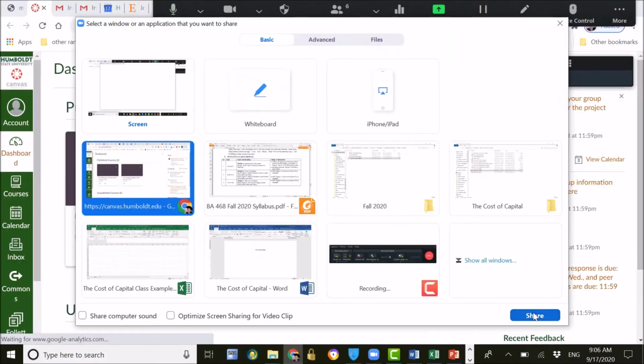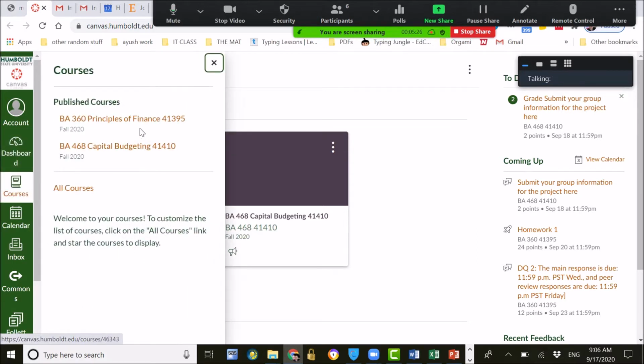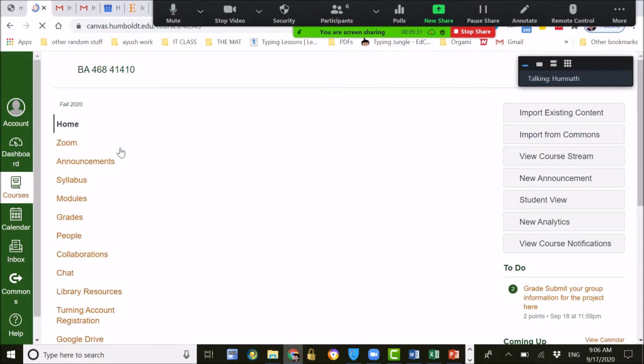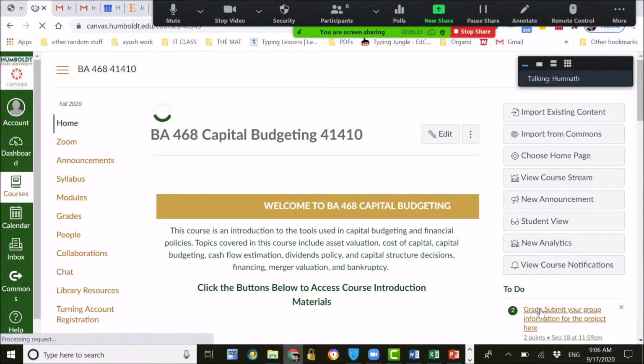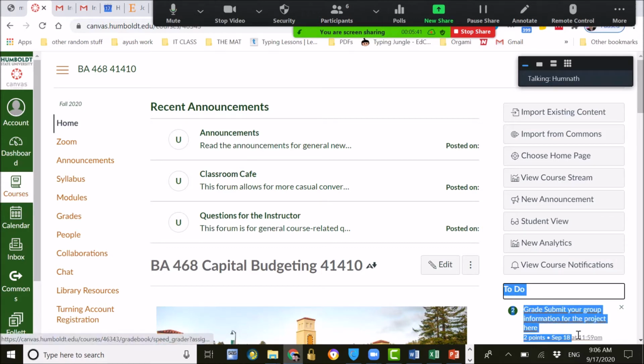This is one place where you can see the assignment, but it's a lot easier if you go to Canvas. First you log into Canvas, and then you go to your course by just clicking on the course. Once you click on the course, you will see the upcoming assignments right here in the to-do list. As soon as you log into Canvas, you can see what is coming up. This is the easiest way to find out the assignments.